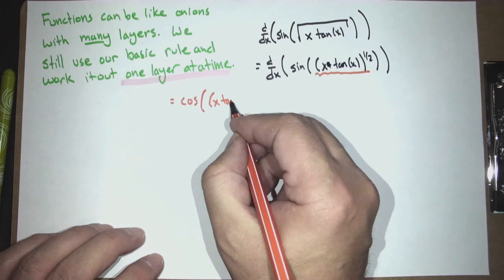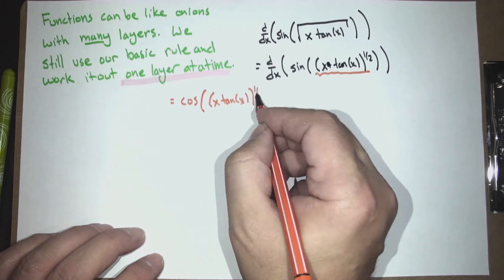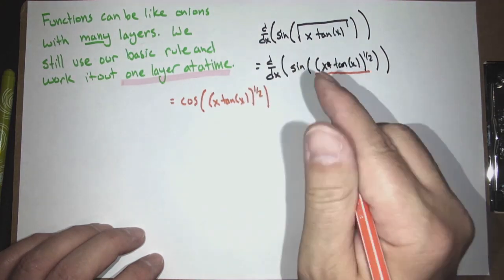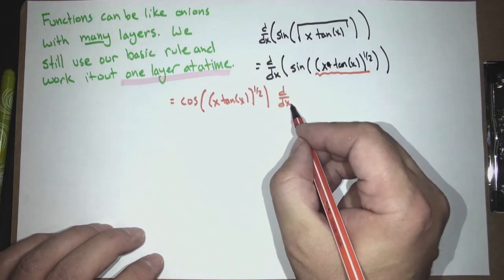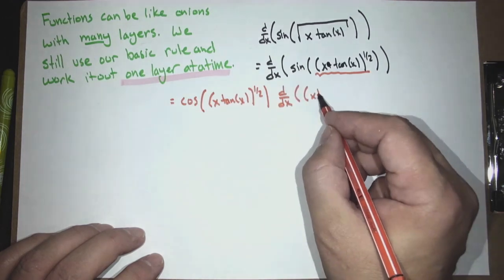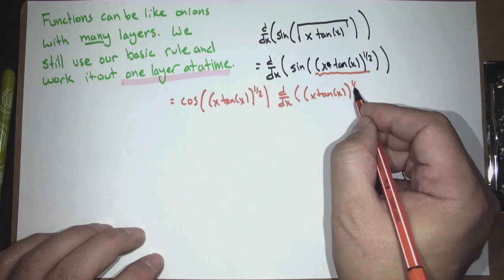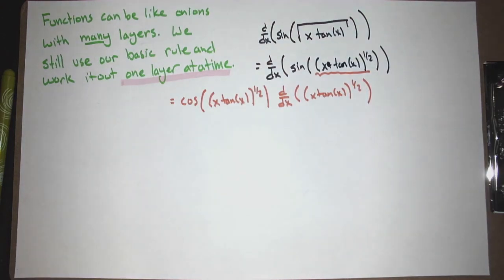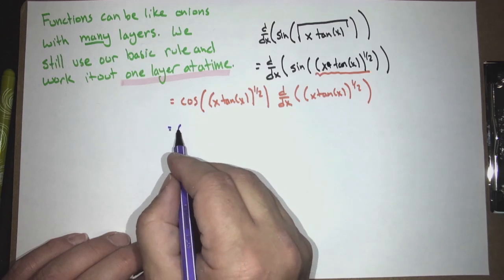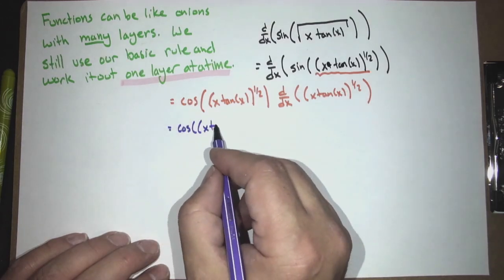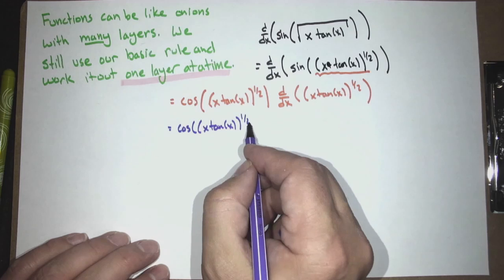So x times tangent of x to the 1/2 power, times, now here's where we're doing it in slow motion, the derivative of the inside. Normally we'd just do this all in one step, but since it's our first day, we're warming up, we'll do it in a couple steps. So that's level 1. We've applied chain rule once. Now we're ready for our next layer. We just copy the first part because that's already been taken care of: cosine of x tangent of x to the 1/2.